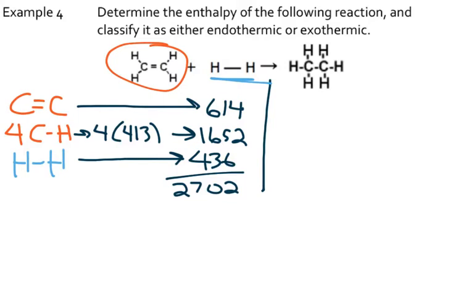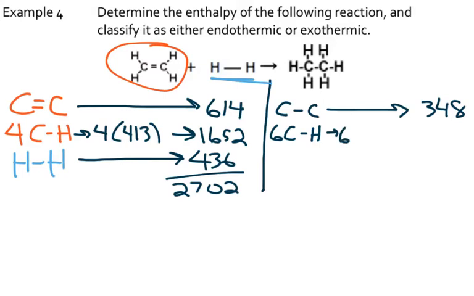Likewise, we have to do the same thing on the product side. Now looking at this substance, it's C2H6, but the way the bonds are presented, we have a single CC bond, and then we have 6 individual CH bonds. So looking up a CC single bond this time, keeping in mind that this single bond on the product side is not the same as the double bond on the reactant side. The enthalpy for the CC single bond is 348.